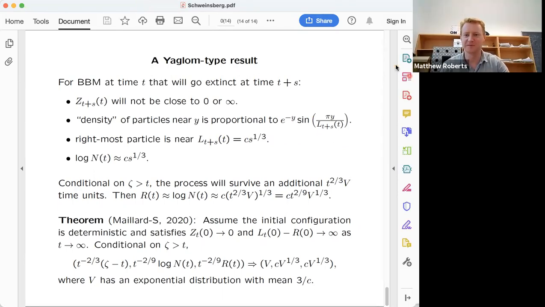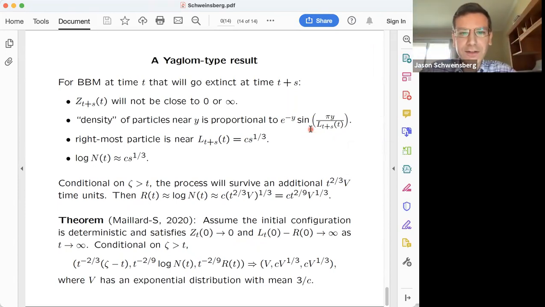I've got one to get us started. So just on this last slide, your second bullet point says that the density of particles near y is proportional to this quantity. That doesn't appear in the theorem. Is that right? Well, it doesn't appear in the theorem that I chose to state here. We do have a different theorem that does describe more precisely what the density of the particles looks like. There are ways of making that kind of observation precise. But I chose to focus here on the Yaglom-type results for n of t and r of t. Okay, thanks.